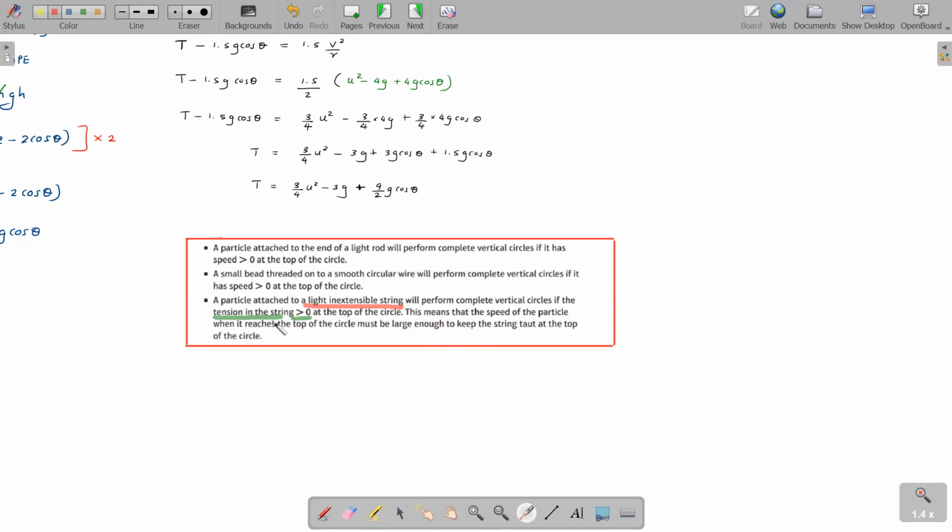So basically, definitely when you're at the top of the circle, there should be some kind of a speed. The speed can't be reaching 0. So there should be a speed which is good enough to keep the string taut. Okay. And this is the requirement and you need to remember.